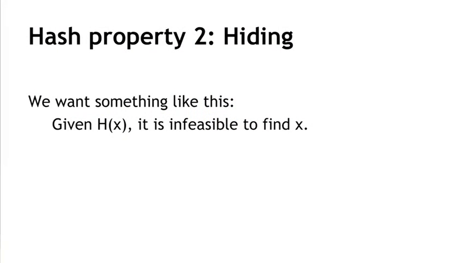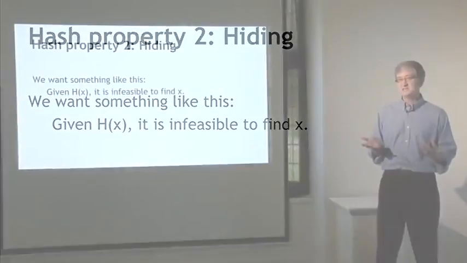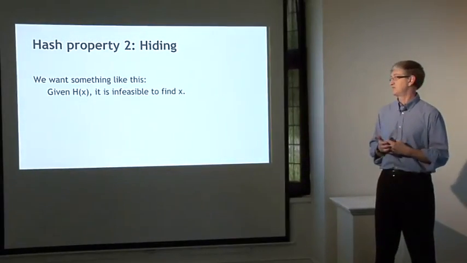So the second property that we want from our hash function is that it's hiding. And the property that we want is something like this: that if we're given the output of the hash function, there's no feasible way to figure out what the input x was. The problem is that this property doesn't exactly hold.